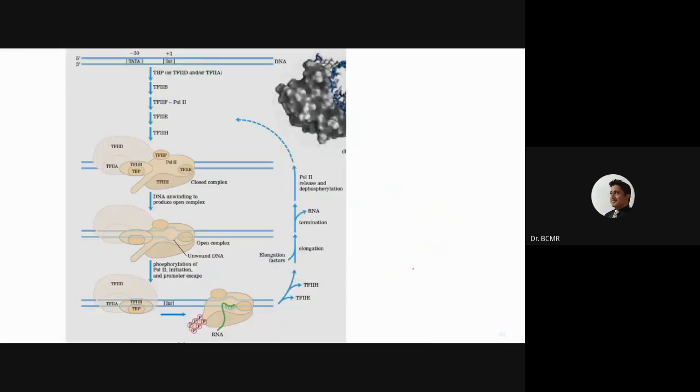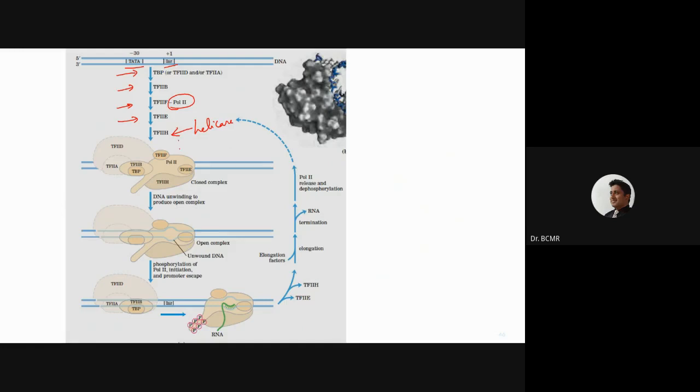So this is a good page to remember, a good page for notes, right? It is from Lehninger: initiator region, and you have the TATA box, and they simply put TBP, TFIIB, TFIIF, along with polymerase II and IIE and IIH, which I said has the helicase activity. If you are going to prepare notes, this is a good picture for notes, right?